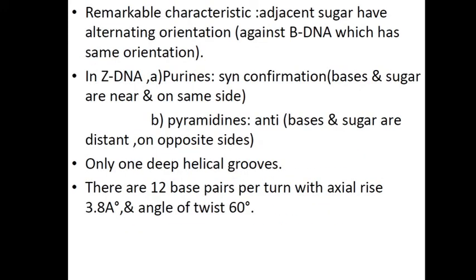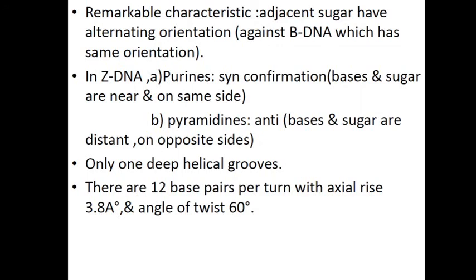Now here are some remarkable characteristics of this Z form of DNA. The adjacent sugars have alternating orientation. That is against the B form, which did not have alternating orientation; in this case it is having alternating orientation. Therefore we call it a zigzag form or Z form.